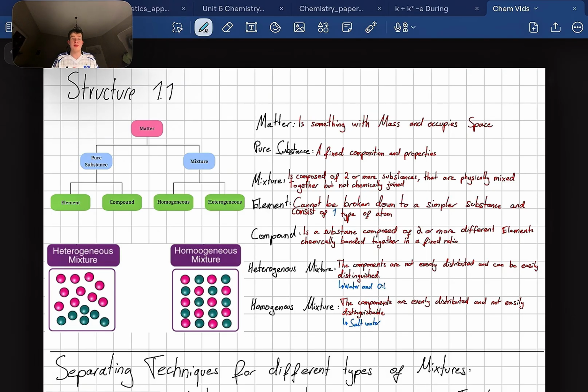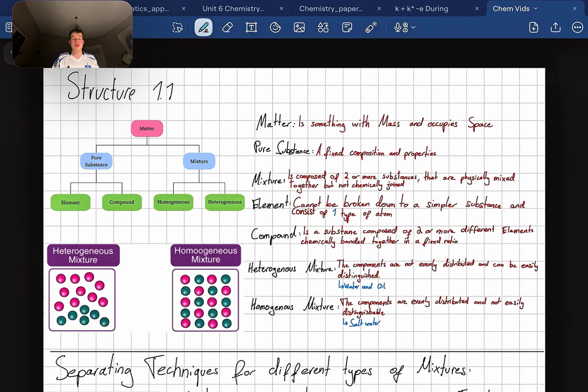The pure substances are split into elements and compounds, where an element cannot be broken down any more and consists of one type of atom, whereas a compound is a substance composed of two or more different elements which are chemically bonded and have a fixed ratio. And the mixtures can also be split into the homogeneous mixture and the heterogeneous mixture.